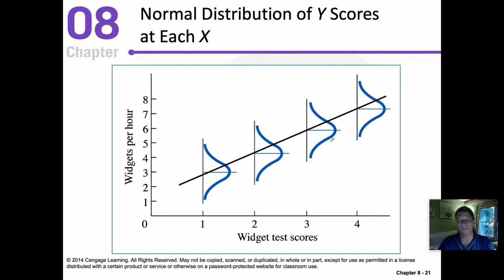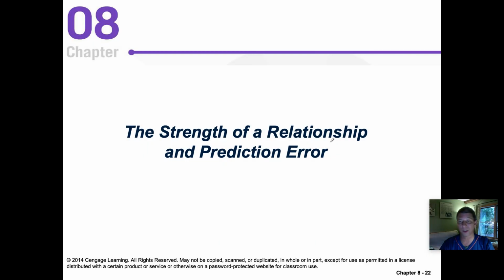You can see that each of these 4 widget test scores has a distribution of y scores that roughly approximates a normal distribution. So when we're talking about these normal distributions, we assume that we have a very good idea of whether or not the relationship is very strong. Is the data spread out about that mean value of y, or is it all bunched together at that mean value of y?